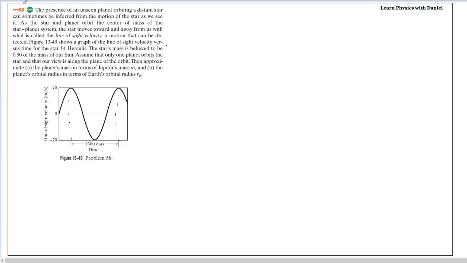So today we will be covering problem number 58 in chapter 13 about gravitation. Now what I want to say before I start solving is that this problem really needs you to know about two-star systems, which you should learn about by watching our previous video about problem 54. If you have watched that video, let's move on.